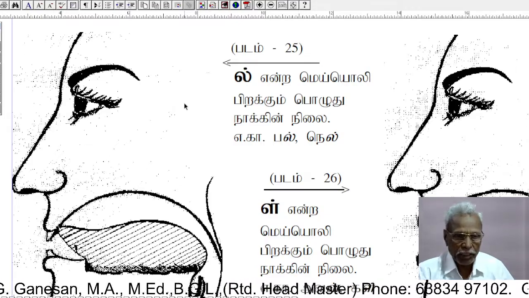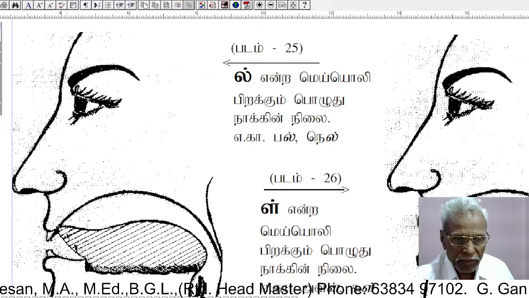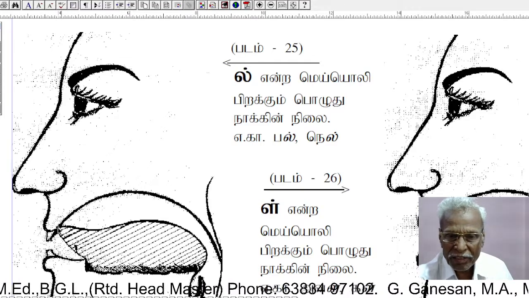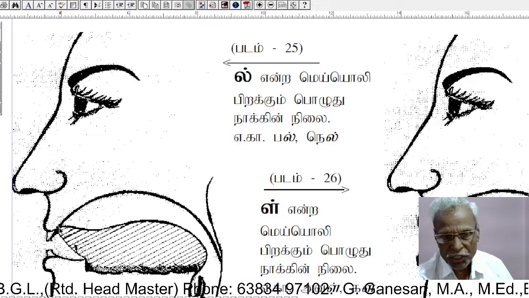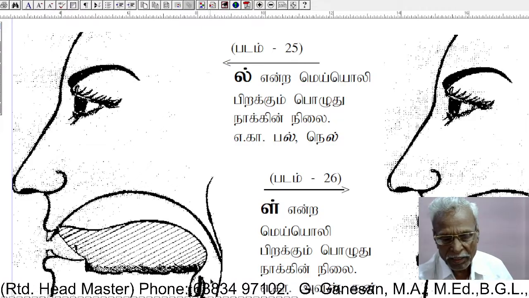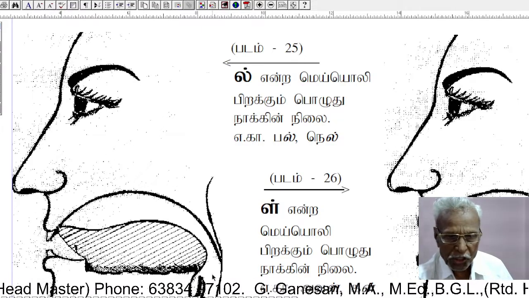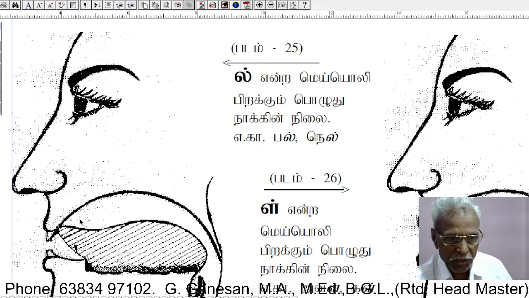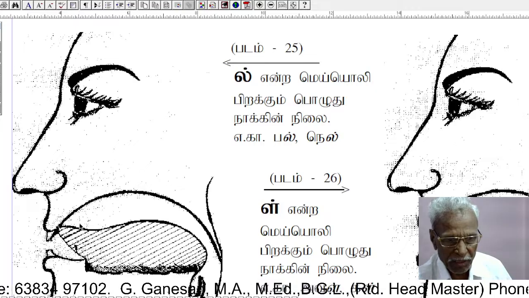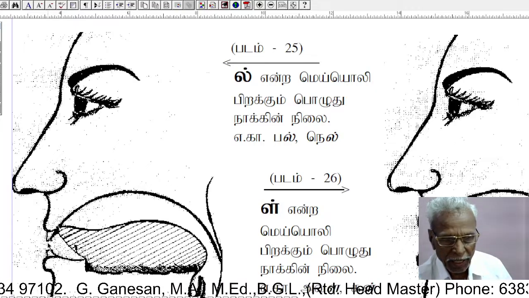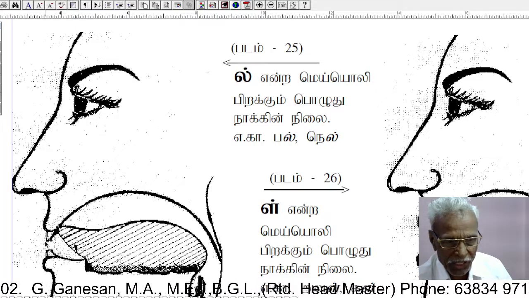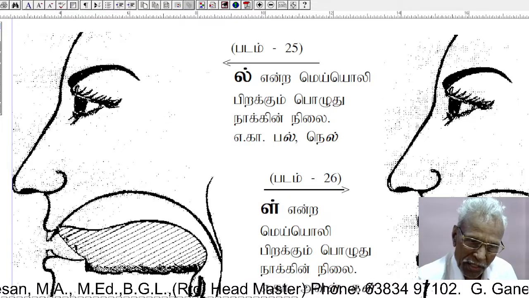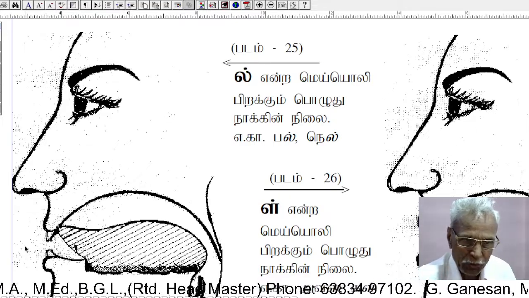See? The tip of the tongue is having a tight contact with the upper teeth ridge, and the air pushed out by the vocal cords escapes through the sides of the tongue and gets out through the mouth.